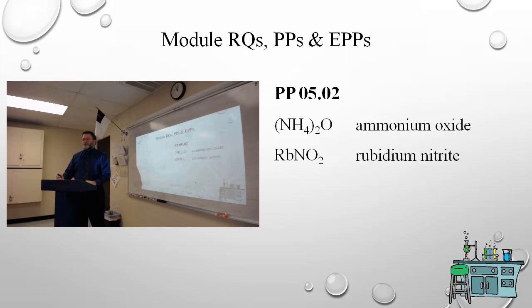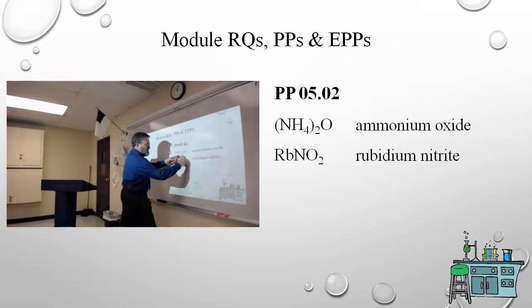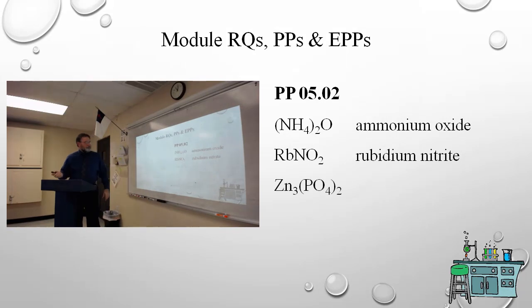RbNO2. Rubidium nitrite. And you see in here, there's the rubidium, and there's my nitrite. Zn3(PO4)2. Zinc phosphate. What if I told you I need more information than that? A little bit more information. It's not simply zinc phosphate, because zinc is what kind of a metal? It's a transition, right? So we're going to have more information. Zinc can have more than one ionic form.